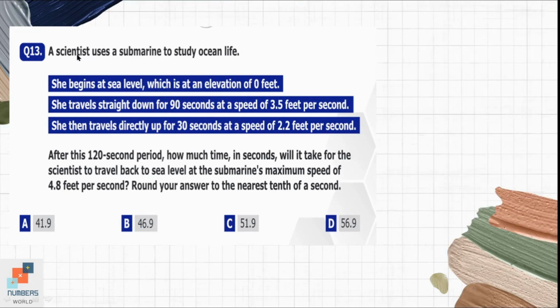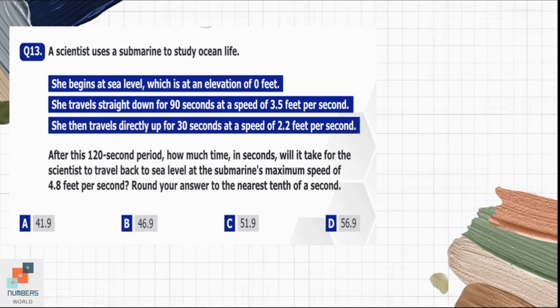Question number 13. A scientist uses a submarine to study ocean life. She begins at sea level, which is at an elevation of 0 feet. She travels straight down for 90 seconds at a speed of 3.5 feet per second. She then travels directly up for 30 seconds at a speed of 2.2 feet per second. After this 120-second period, how much time in seconds will it take for the scientist to travel back to sea level at the submarine's maximum speed of 4.8 feet per second? Round your answer to the nearest tenth of a second.